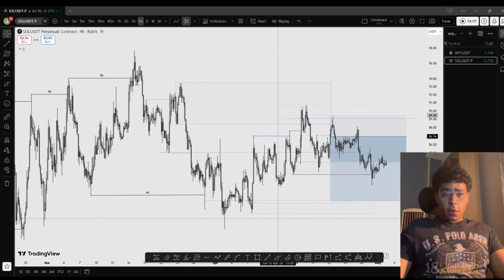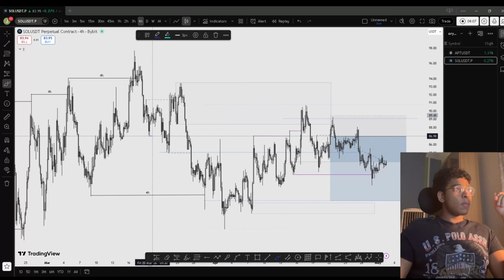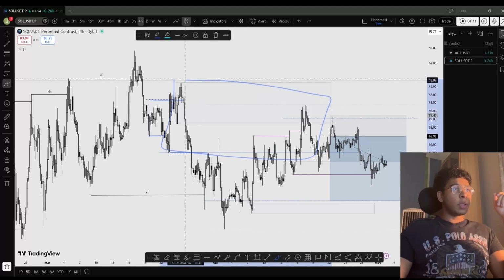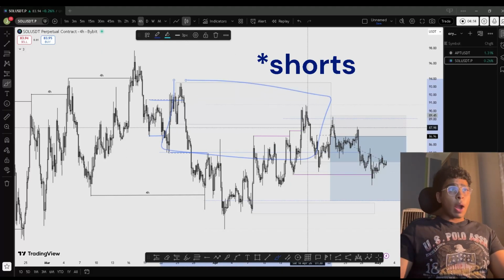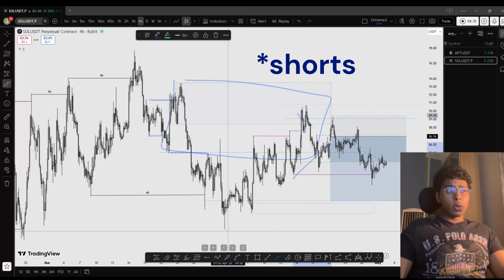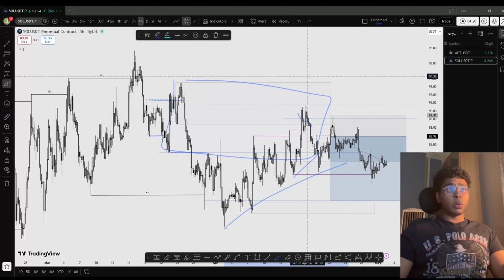And why was this a strong area of supply? We swept liquidity and we formed this area of supply. This is why this area of supply is strong, and I was happy to look for longs when this area of supply was tapped and we got the confirmation. Then, another plus point was we had liquidity to target.